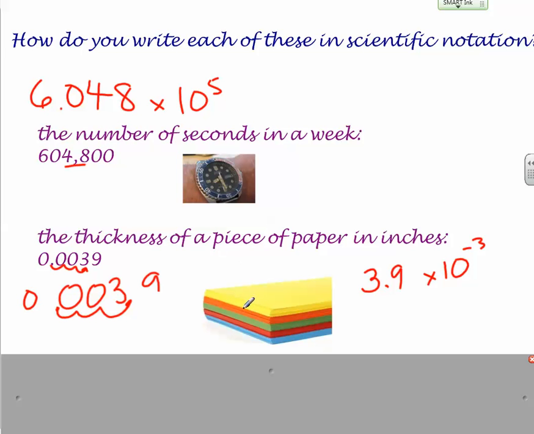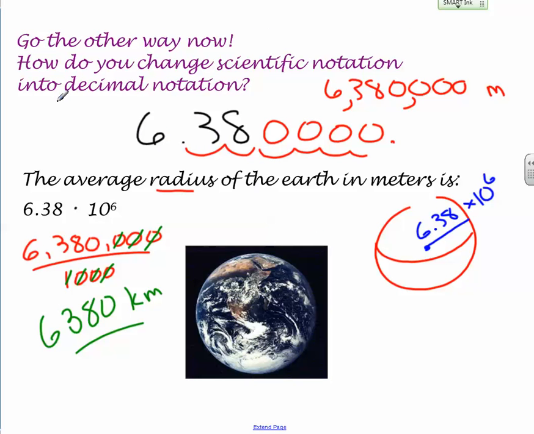The thickness of a piece of paper on a Post-it pad in inches is 39 ten-thousandths of an inch. So to put that in scientific notation, I must move that decimal 3 times to get 3.9. But the real number is 1/1000th of that. So it's times 10 to the power of negative 3. Go the other way now.